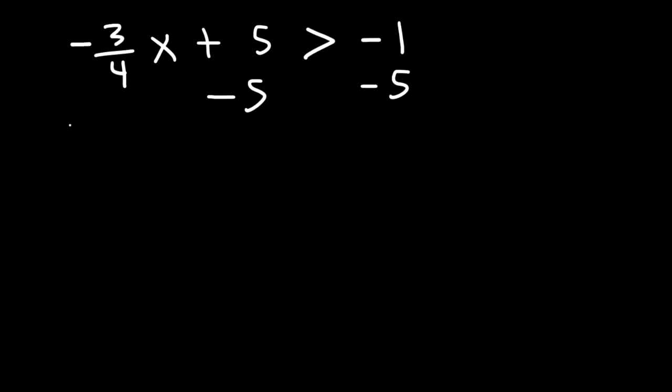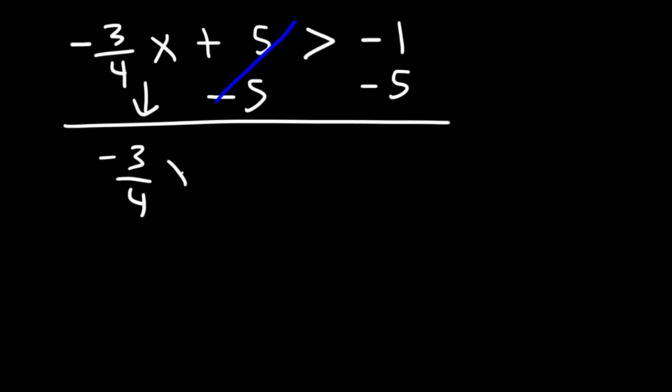Now go ahead and try this example. Negative 3 divided by 4 times x plus 5. And let's say that's greater than negative 1. What is the solution? Take a minute, pause the video, and see if you can find the answer. So let's begin by subtracting both sides by 5. And so negative 1 minus 5 is negative 6.